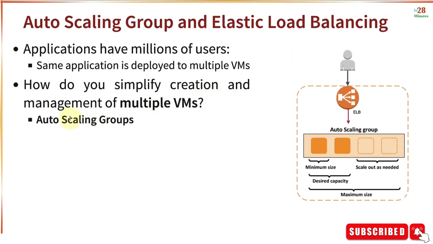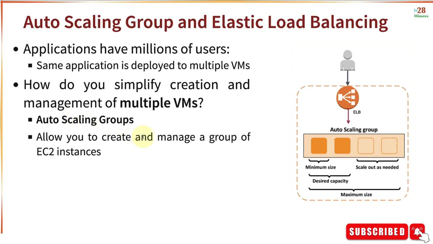The way you can do that is by using something called auto scaling groups in AWS. Auto scaling groups allow you to create and manage a group of EC2 instances. You can create an auto scaling group saying, this is the desired capacity. I would want to start with 2 instances. And the minimum it can go down to is maybe 1 instance. And this is the maximum. I would want to go at a maximum up to 10 instances. And the auto scaling group can also increase the number of instances and decrease the number of instances based on the load which is coming in.